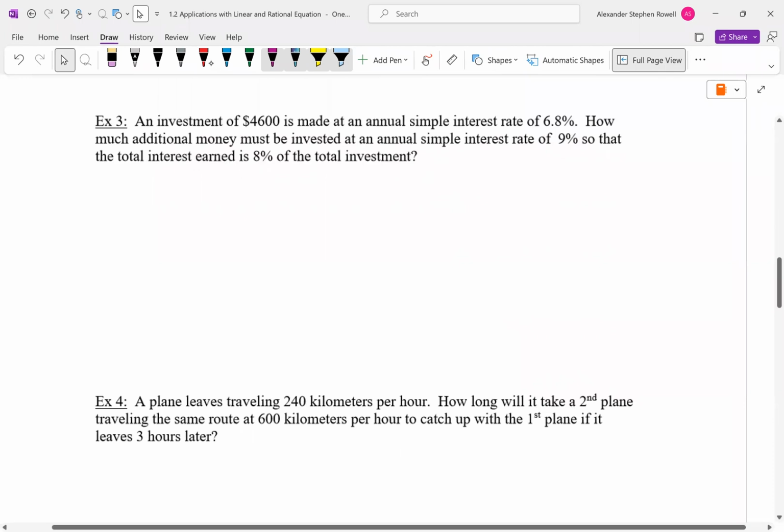An investment of $4,600 is made at an annual simple interest rate of 6.8%. How much additional money must be invested at annual simple interest rate of 9% so that the total interest earned is 8% of the total investment? Now, when you read a word problem, most of it's like, okay, whatever. But you just want to identify two things. What type of problem is it? And what's it asking for?